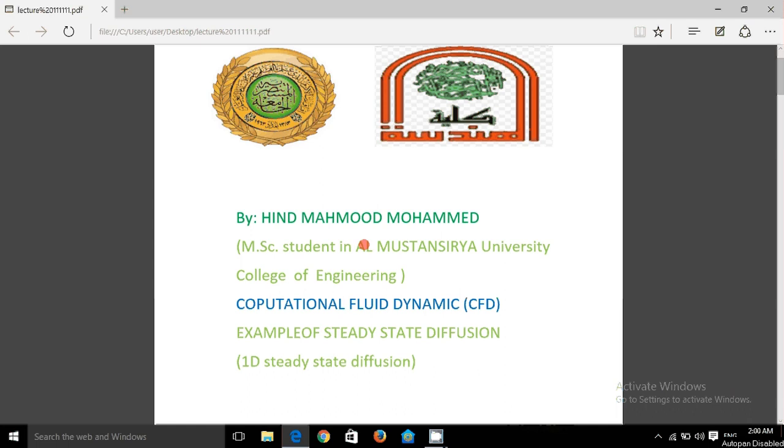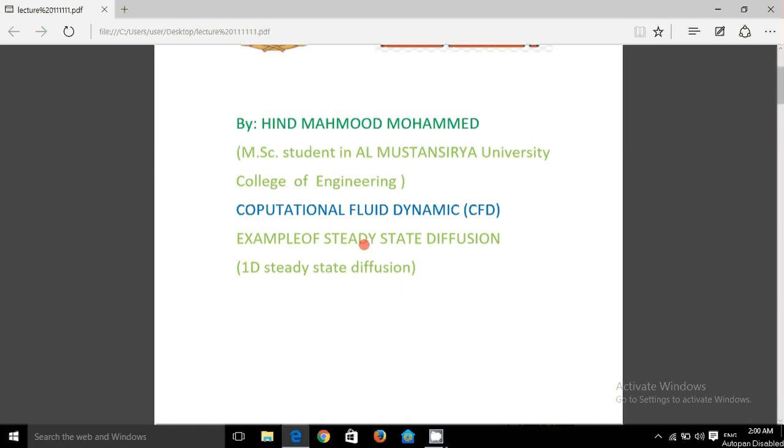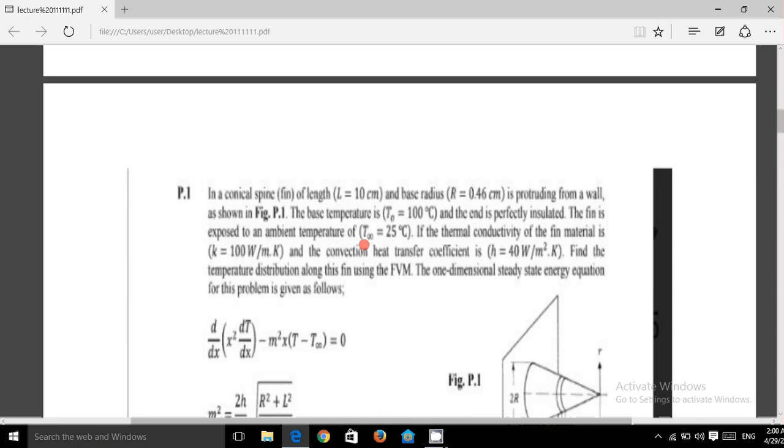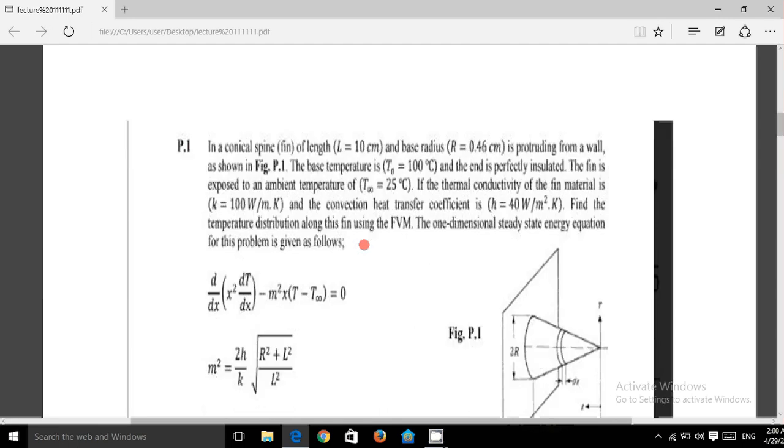Our lesson today, computational fluid dynamics, another example of one-dimensional steady-state diffusion. First, I will read the example. In a conical fin of length 10 centimeters and base radius 0.46 protruding from a wall as shown in the figure, the base temperature is equal to 100 and the end is perfectly insulated.